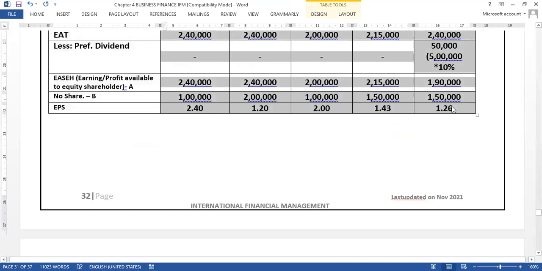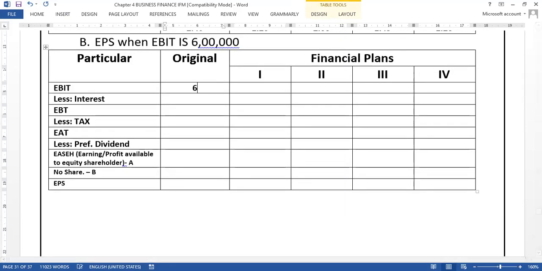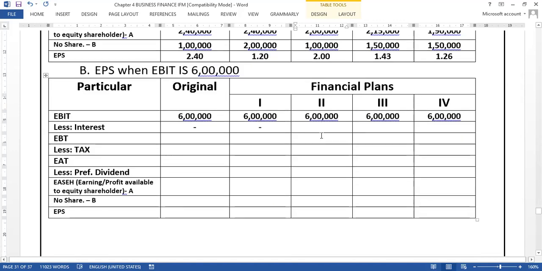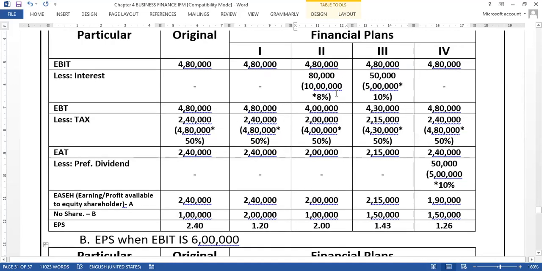Just hold on. In the question they clearly mentioned, if we take EBIT as 6 lakh, what will be our plan for 1, 2, 3 and 4? This 6 lakh remains the same for all the financial plans. Less interest: in the original case, we don't have any interest. In financial plan 2, nothing. Whereas in financial plan 3, we have a case. That case is very simple. Again, what we did is 10 lakh into 8%. I will copy this itself.